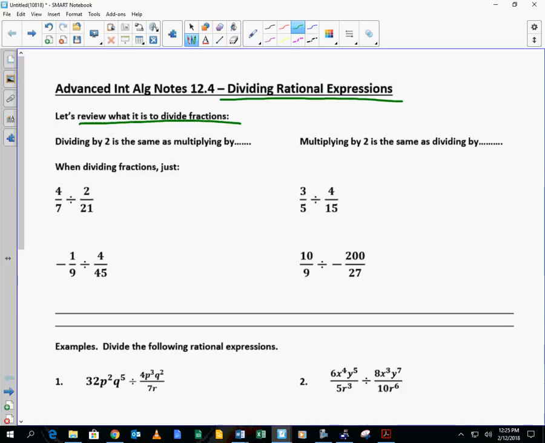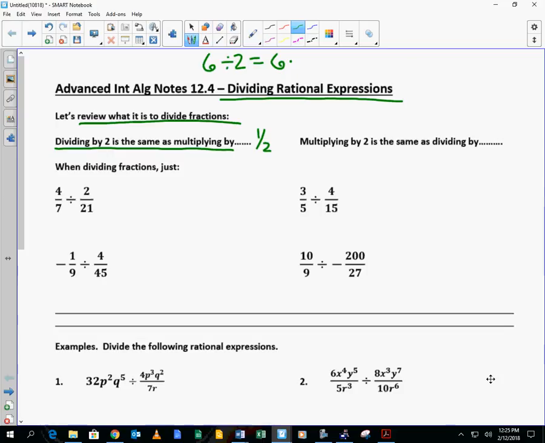You can go ahead and fill out these notes as we do it, and then you're going to get your assignment. Let's first think about this. Dividing by 2 is the same as multiplying by what? If I have, say, 6 divided by 2, that's the same as 6 times, and the answer is 1/2. Multiplying by 1/2 is the same as dividing by 2.